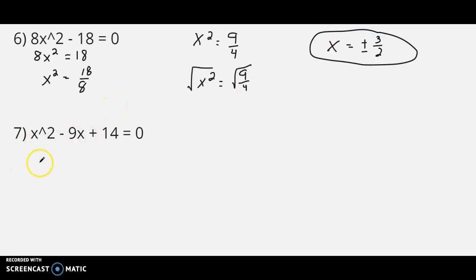Alright, back to number 7 here. X squared minus 9x plus 14. What factors of 14 add up to negative 9? That would be a minus 2 and a minus 7. So we're going to have x minus 7 and x minus 2. Solving these for 0, x would equal 2 or 7.